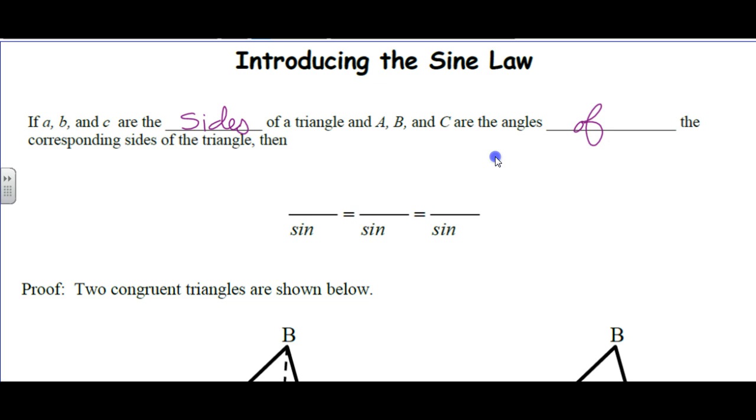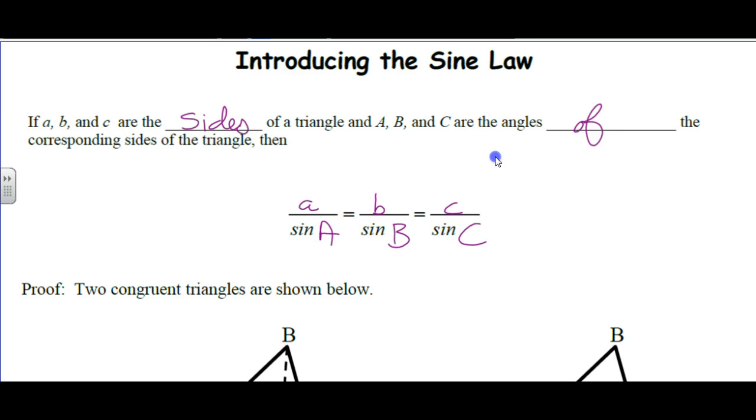Okay, here's the sine law. If you take the ratio of the length of a side and divide it by the sine of the corresponding angle, then in a triangle, those three ratios are equal to each other. So if we take little a divided by the sine of angle A, it's the same as little b over the sine of angle B, which is the same as little c over the sine of angle C.